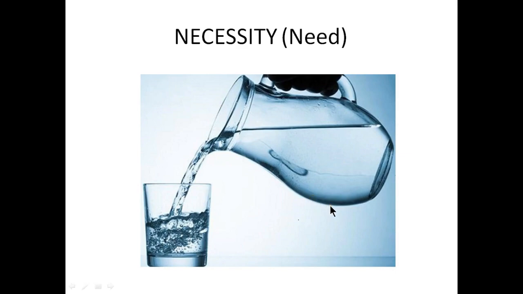Yes, my dear students, water is very vital for all of us. We need it in order to survive and live a healthy life. You can live without eating chocolates. You can live without eating some other sweets and desserts, but you can't live without drinking water. You must drink it in order to survive. So you can say it is our necessity, it is our need.